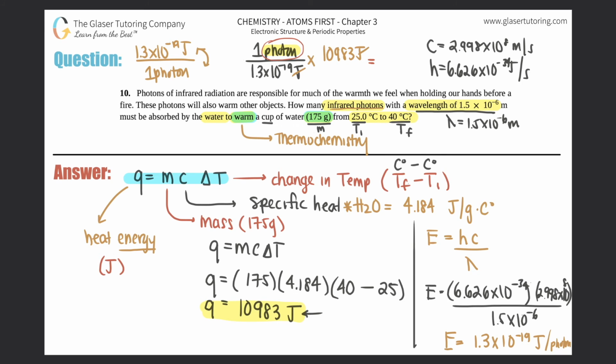So 109.83 divided by the answer you got, 1.3 times 10 to the negative 19th. And I get roughly 8.3, so 8.3 times 10 to the 22nd photons. And that's how you do it. So I'll just put it over here. How many infrared photons? 8.3 times 10 to the 22nd photons. That's how many photons it would take.